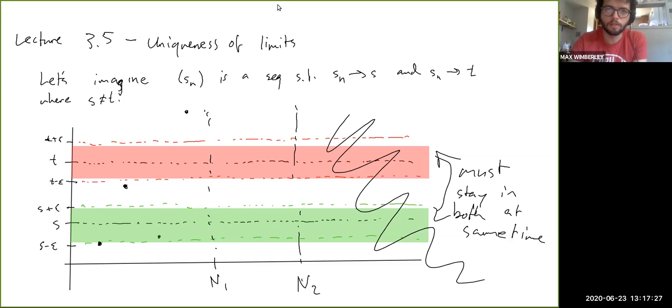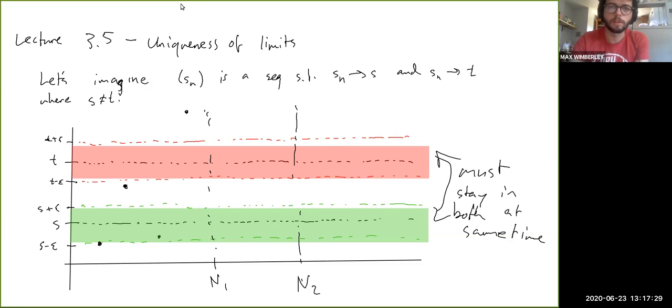Yeah, in fact, hold on. So we can just make another one of these cool rectangles. So what if I do it like this? Yeah. So beyond this point, okay, that's kind of weird looking, but whatever. Beyond this point, right, the sequence has to stay within both of these two bands at the same time, but that's impossible because the bands don't overlap each other, right? So that's the basic idea. That's the reason that there cannot be two different limits at the same time. This is literally the argument that the book gives in pictorial form.